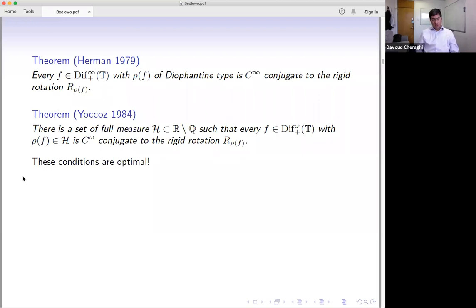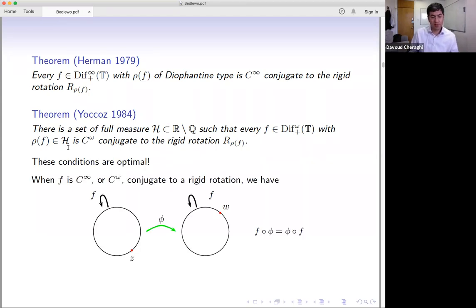These conditions are optimal. Here optimal means that if the rotation number does not satisfy the condition, then there exists at least one map that is not C infinity conjugate to the rotation. And the same result holds here. If you have a rotation number that is not of class H, there exists at least one map with that rotation number which is not analytically conjugate to the rigid rotation.